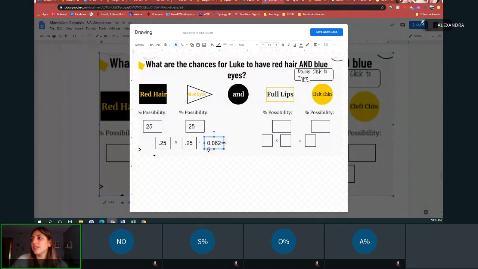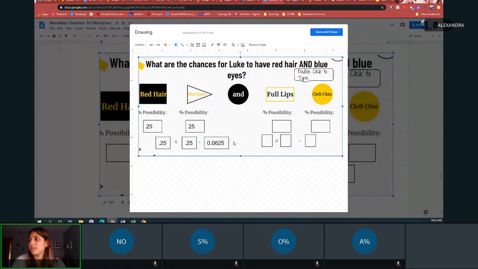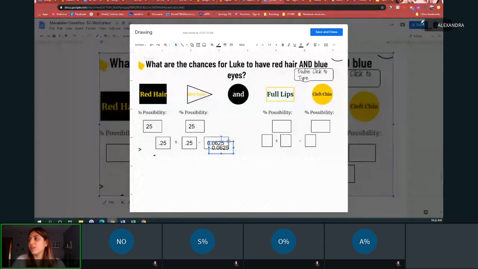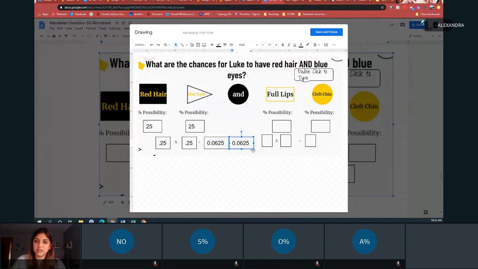And then if we want to change that into a decimal, right? What were the chances of him having, what was the percentage? So how do we change this back to a decimal? We have to move the decimal point over 2. Good, exactly. We move it over 2 spots.